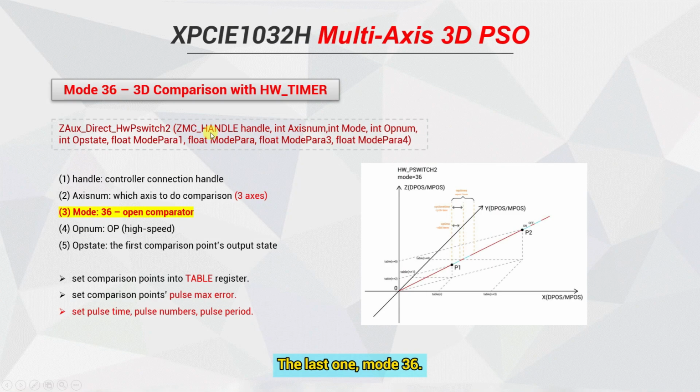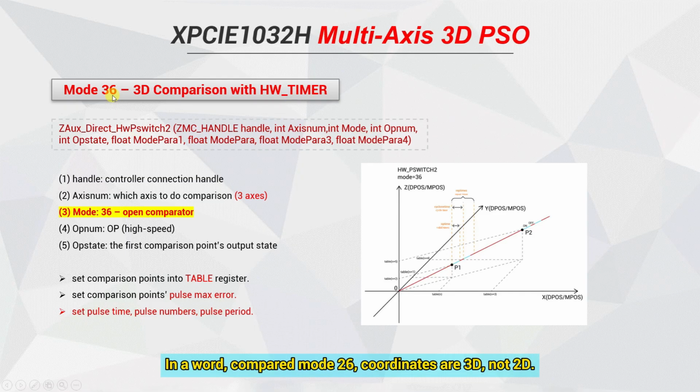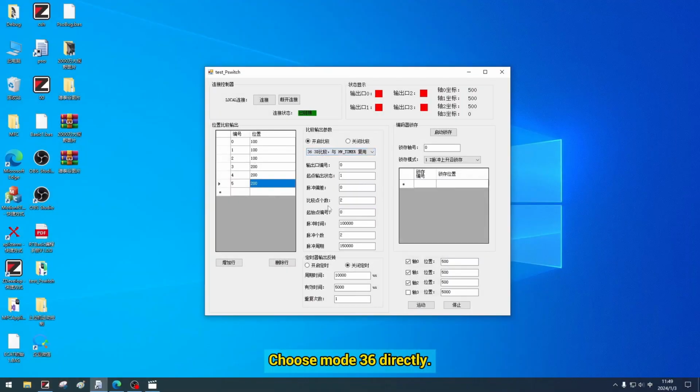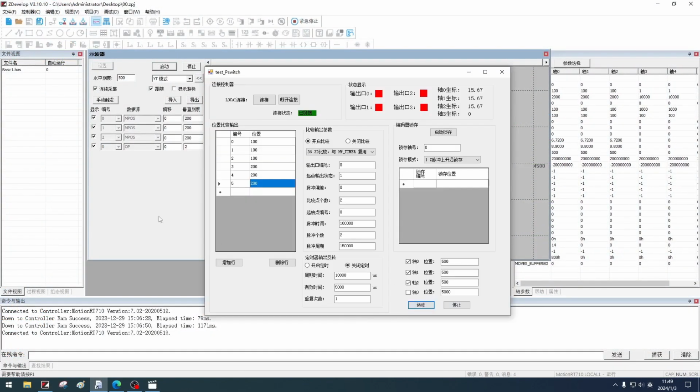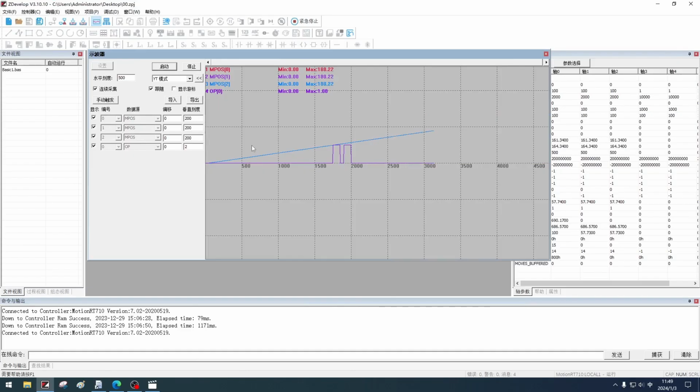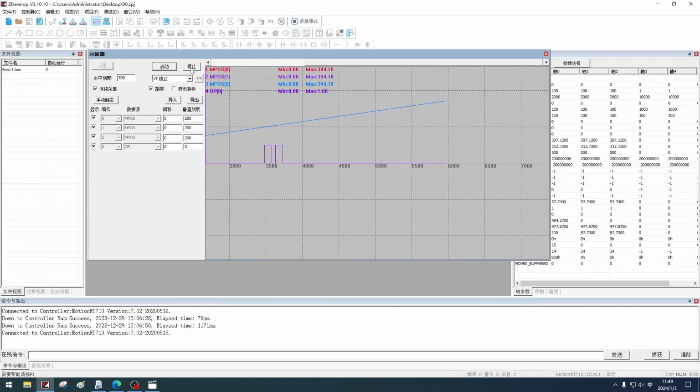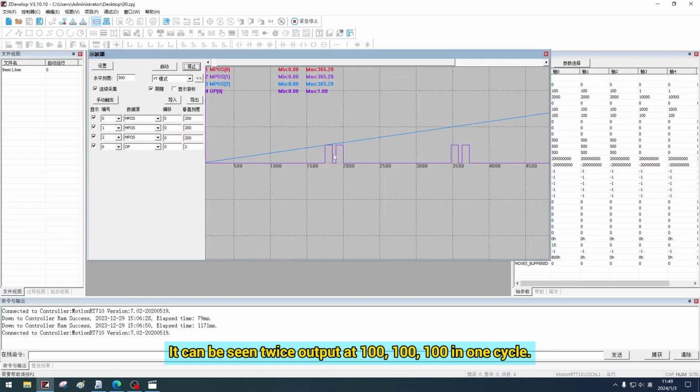The last one, mode 36. Same principle as mode 26, but it adds the hardware timer on mode 35. In a word, compared to mode 26, the coordinates are 3D, not 2D. Choose mode 36 directly. The parameters are 3D coordinates and time settings. It can be seen there are two outputs at 100, 100, 100 in one cycle. Next point, 200, 200, 200 outputs again.